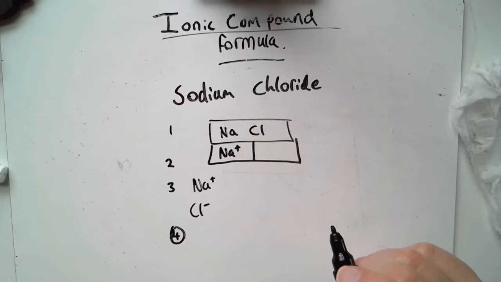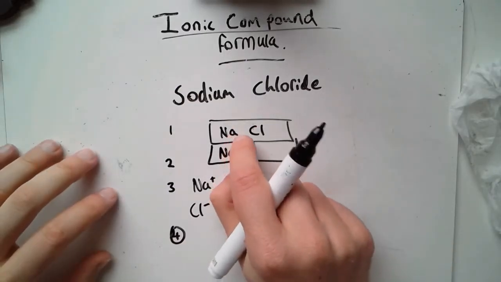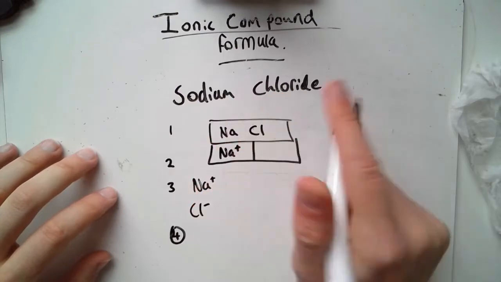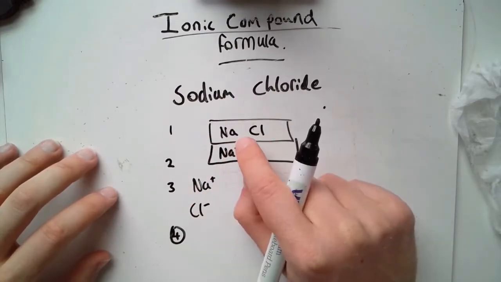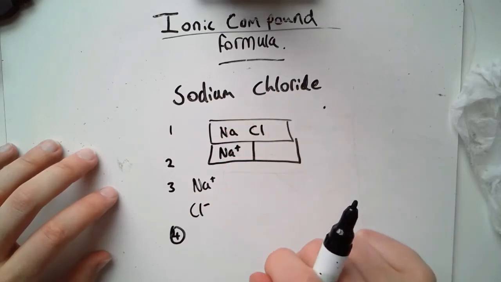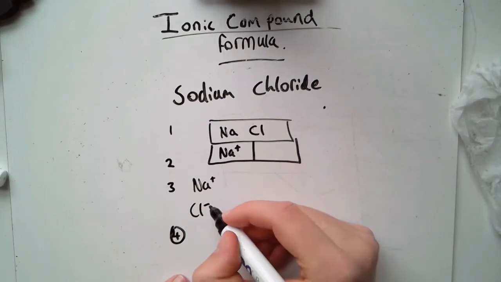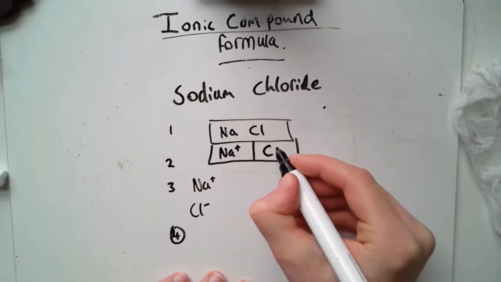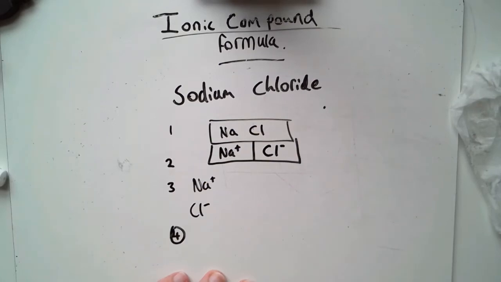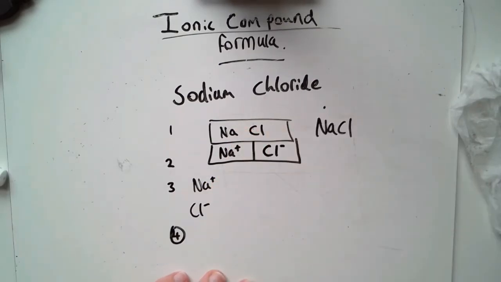Now, a really important rule for working out the formula of ionic compounds. The charge on an ionic compound overall must be 0. In other words, the charges must cancel out. You can't have one of these being charged overall. So if the charge on this is +1 and the charge on this chloride is -1, I'll only need one chloride to cancel out that charge. So this NaCl is the correct formula.